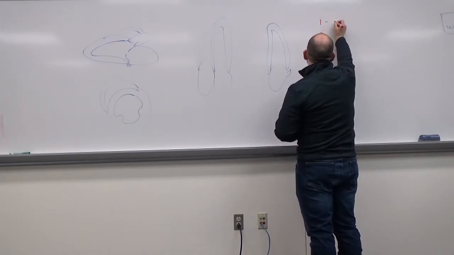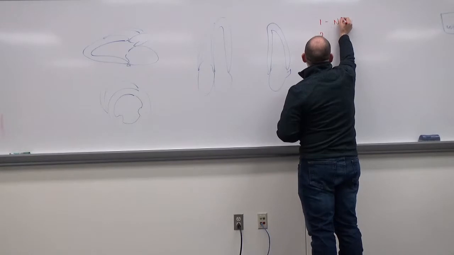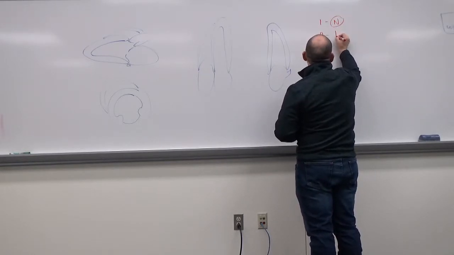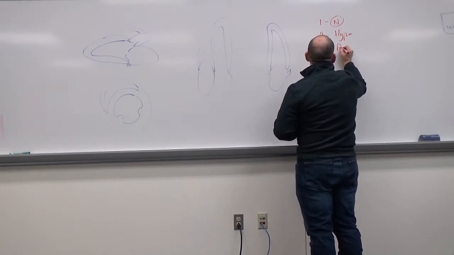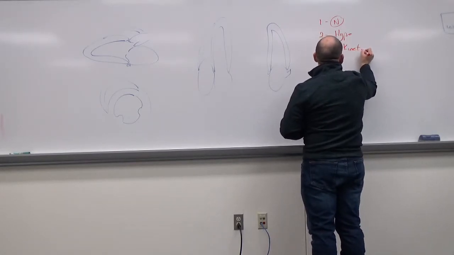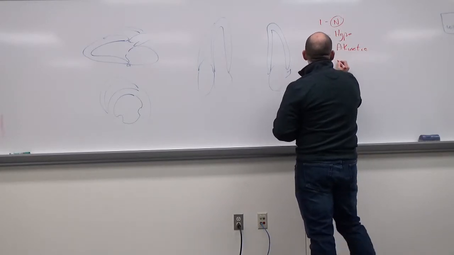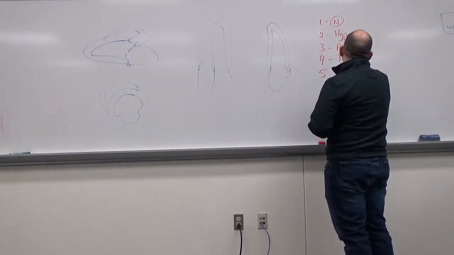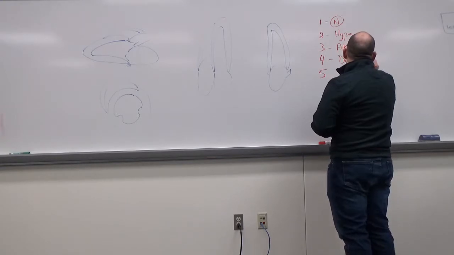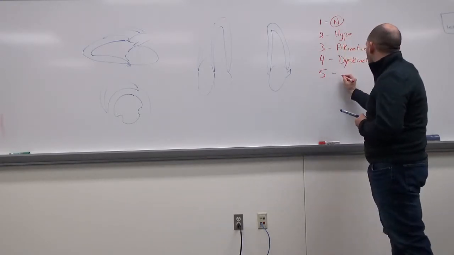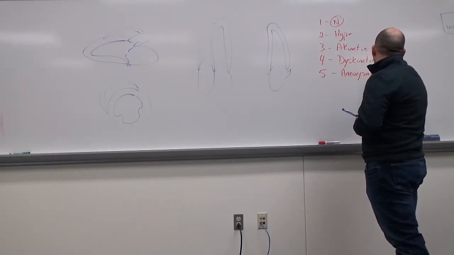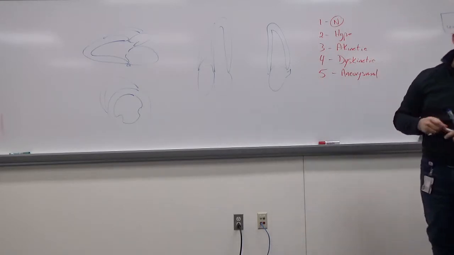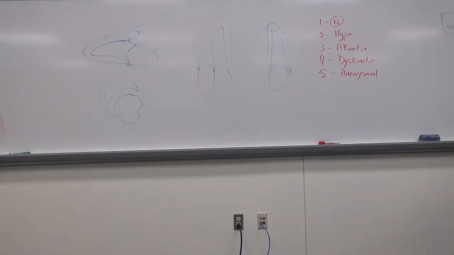So what are the scoring levels? 1 is? Normal. 1 is normal, 2 is? Hypo, good, 3? Akinetic, and 4? Dyskinetic, 5? Okay. So good, you need to be able to score the different segments, and what else is relevant on the walls?